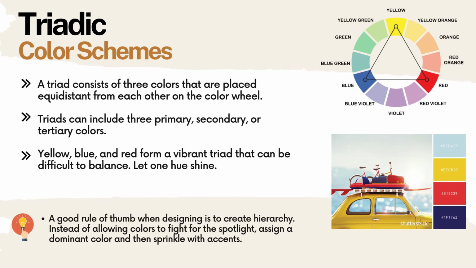Triadic colors. A triad consists of 3 colors that are placed equidistant from each other on the color wheel, forming an equilateral triangle as seen below. Triads can include 3 primary, secondary, or tertiary colors. Yellow, blue, and red form a vibrant triad that can be difficult to balance. Let one hue shine, like the yellow on the car below, and accentuate with other triadic hues, such as the blue and red found on the beach gear atop the car. A good rule of thumb when designing is to create hierarchy. Instead of allowing colors to fight for the spotlight, assign a dominant color and then sprinkle with accents.